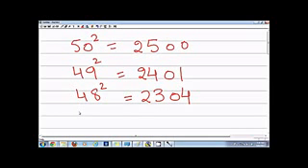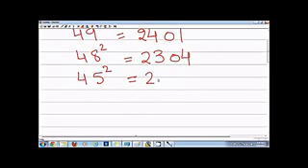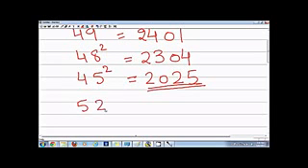Same thing, if I have 45 square, then what I'll do is subtract 5 from 25, that will be 20, and then take square of 5, that is 25. So answer is 2025. And we can also go for numbers which are bigger than 50. For example, if I have 52 square, then what I'll do is I add 2 to 25, which is 27, and then I'll write square of 2, which is equal to 4. So its answer is 2704.